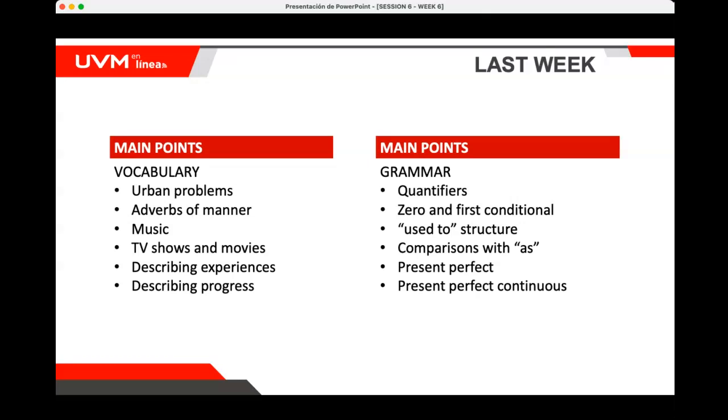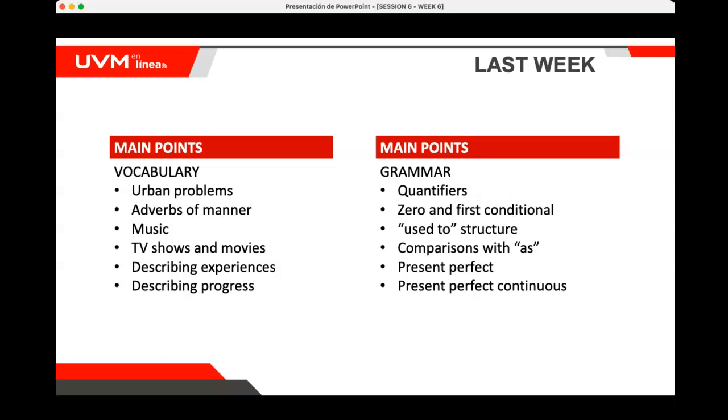And I told you that this was a very important topic because it's probably the most difficult one in the intermediate level: managing conditionals. And then you learned how to use the used to structure to talk about habits in the past. You also learned how to make comparisons with the particle as. And then you also reviewed the present perfect structure and the present perfect continuous structure.